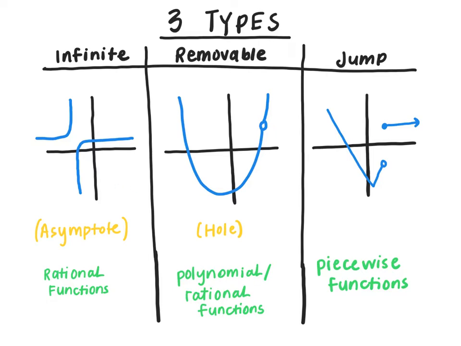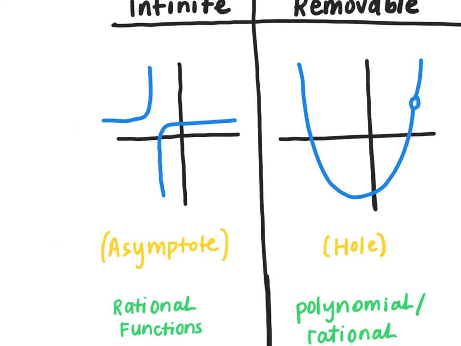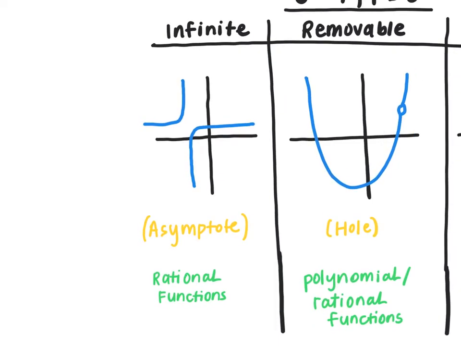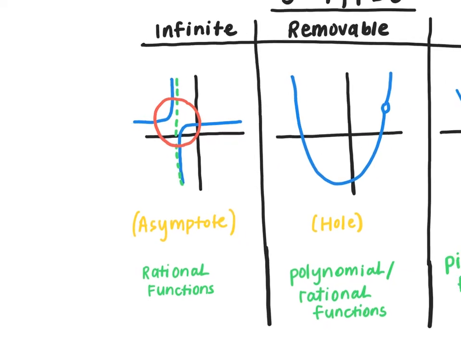So y'all, with our infinite discontinuity, it's really just an asymptote. That's going to be when I can draw a line that my graph is going to get closer to but never touches. I like to think of this as elbows, if you will, right? So anytime that I see something like this on my graph, that means that I have an infinite asymptote.